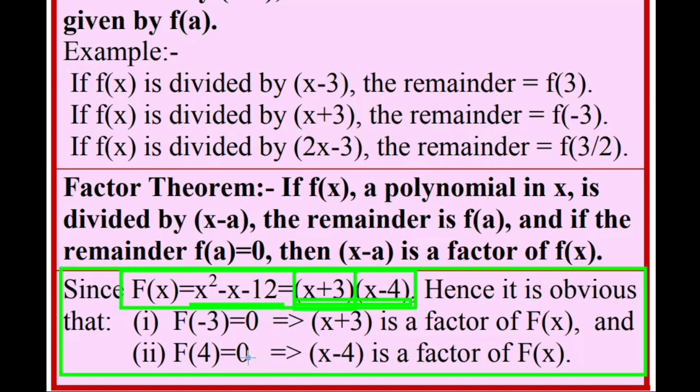So here you see point number 1. If f(-3) is 0, then we can say that x plus 3 is a factor of f(x). And next, if f(4) is 0, then we can say that x minus 4 is a factor of f(x).